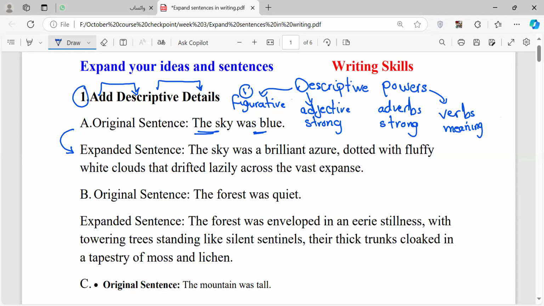The sky was a brilliant. This is an adjective. Dotted, adjective. Fluffy, adjective. White, adjective. Drifted, strong verb. Lazily, strong adverb. Across the vast, adjective. Look, this is one sentence, and it used a lot of adjectives, a lot of verbs and adverbs. So pay attention to that, please.